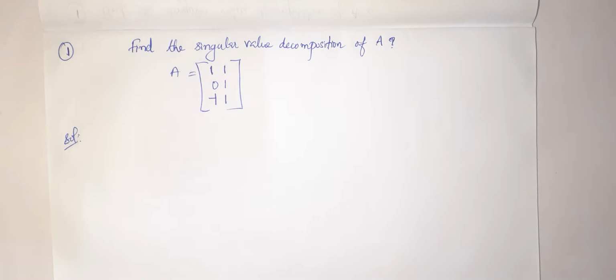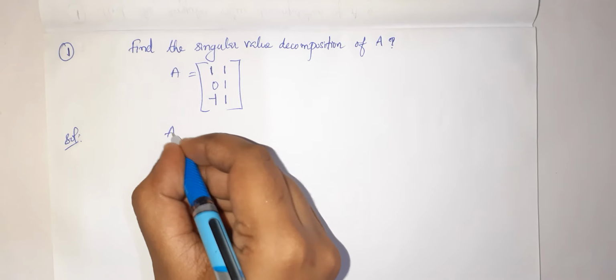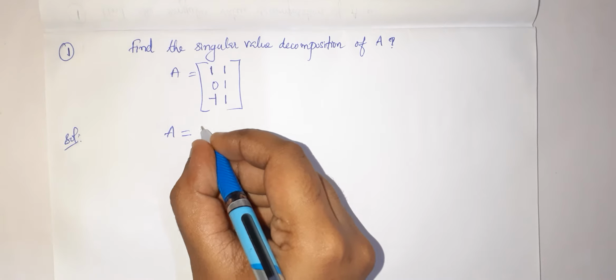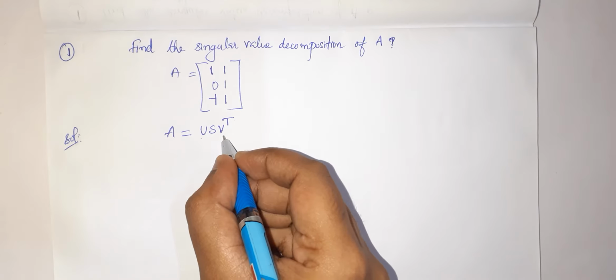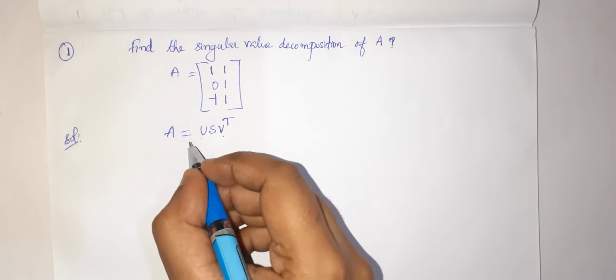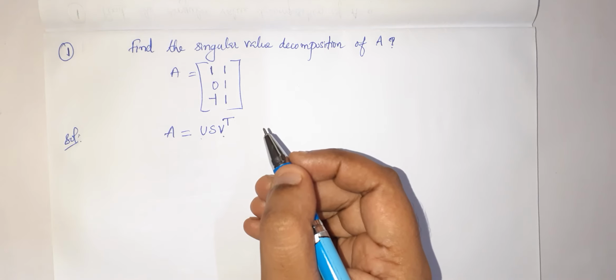Today we are going to discuss the topic singular value decomposition. A matrix A of the order m by n can be factorized into U, S, V transpose, where U and V are orthogonal matrices and S is a diagonal matrix.